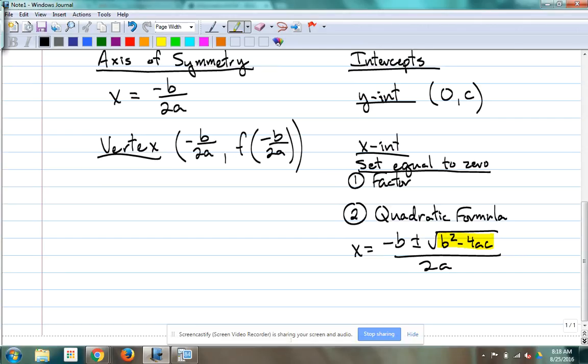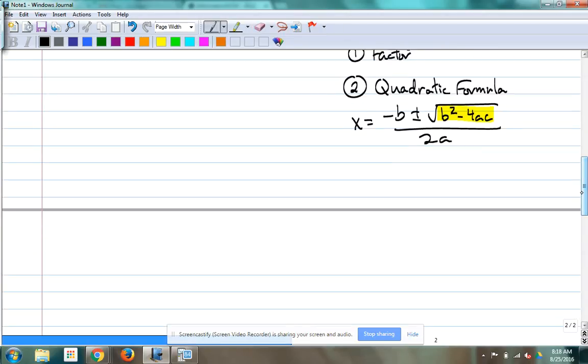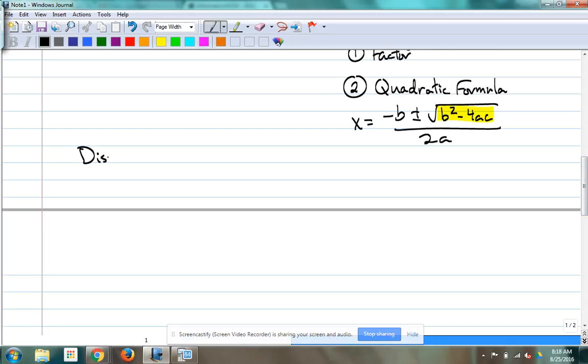All right, and what it does with the quadratic formula is it tells you whether you even have x-intercepts or not, and how many or what kind. All right, so let's get that information here. Your discriminant. That's the b squared minus 4ac.